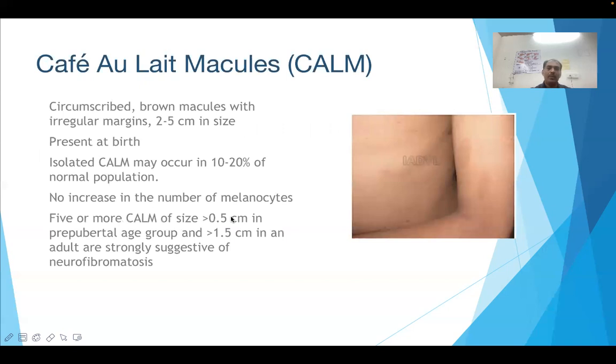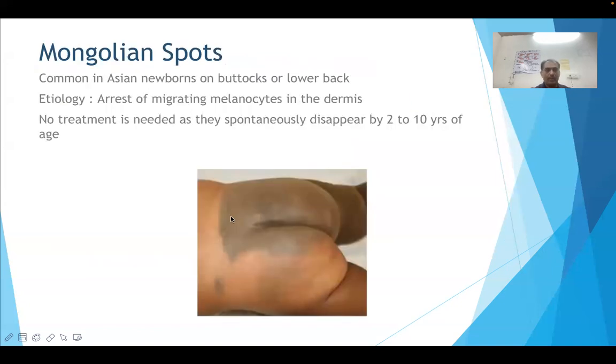Cafe-au-lait macules are circumscribed round macules with irregular margins, 2 to 5 centimeter in size, present at birth. In 10 to 20% of cases, isolated cafe-au-lait macules may be seen. Five or more cafe-au-lait macules of more than 0.5 centimeter in the prepubertal age group and more than 1.5 centimeter in an adult are suggestive of neurofibromatosis. Other features of neurofibromatosis should also be searched for in such cases.